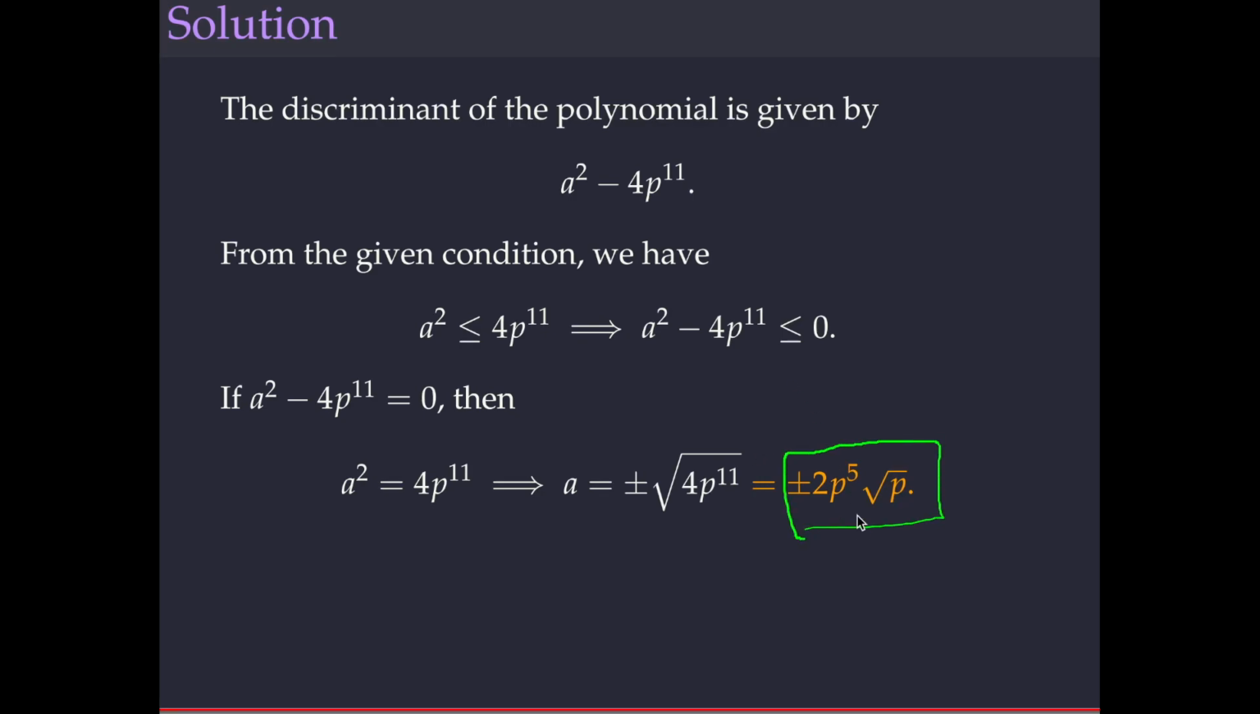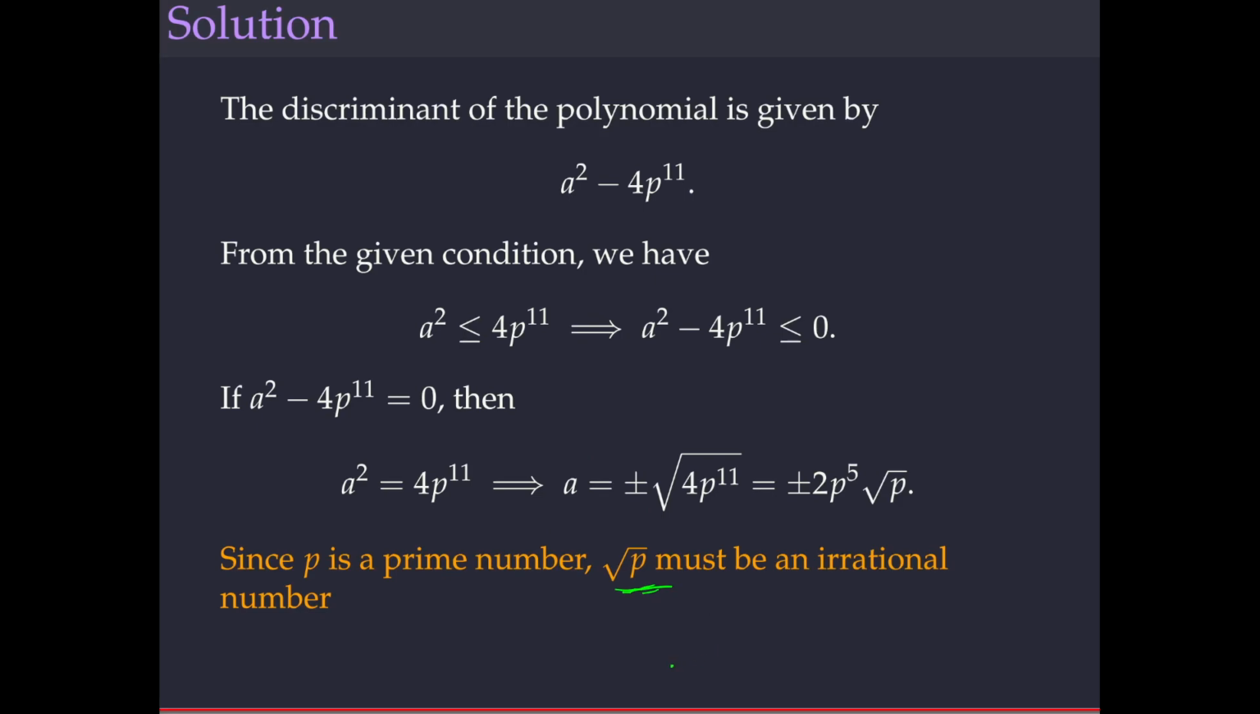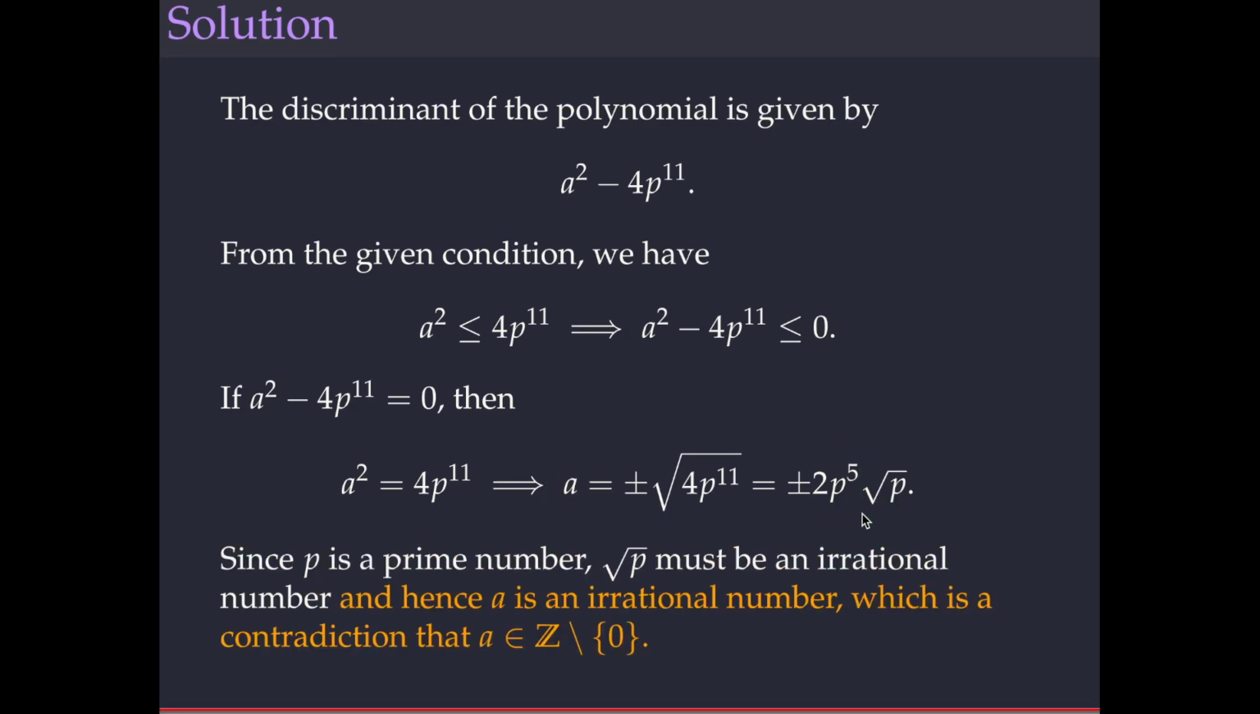Now what is p? P is a prime number, so square root of p must be an irrational number. A is an integer, 2p to the power 5 is an integer, and square root of p is irrational. So a must be an irrational number, which is a contradiction because a is an integer. Hence a square minus 4p to the power 11 cannot be equal to 0, and therefore the polynomial cannot have equal roots. Is this clear?